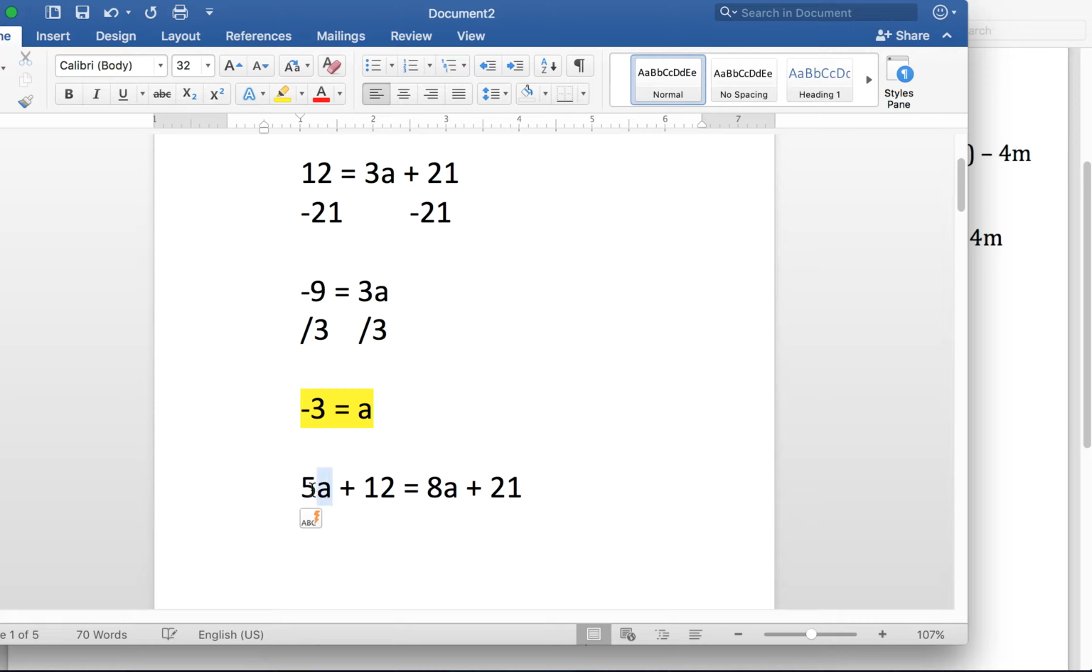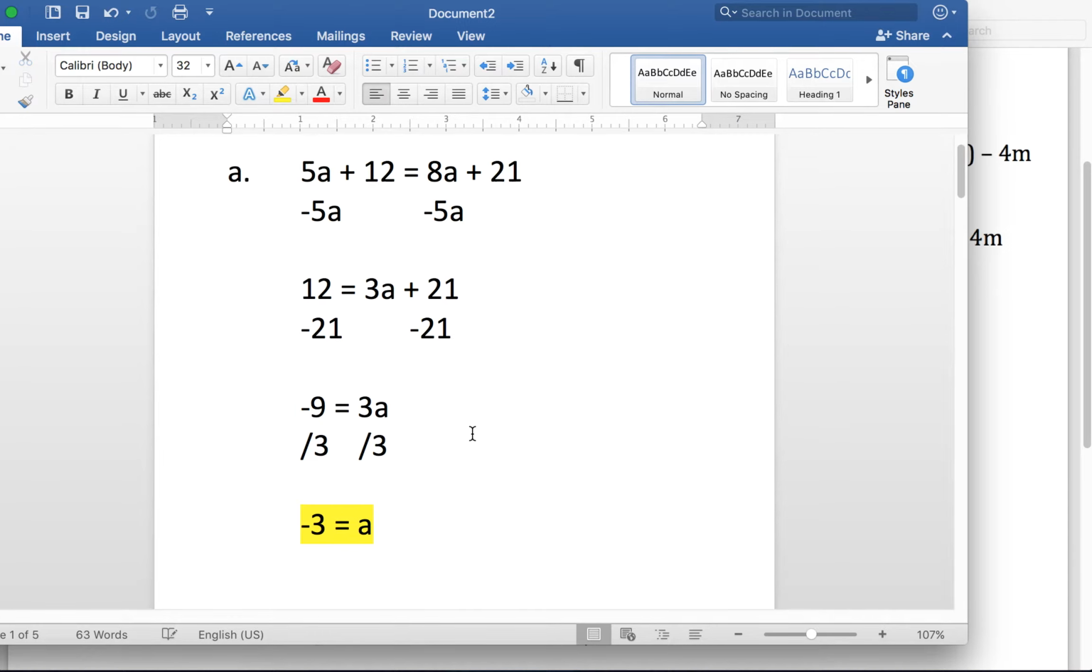5 times negative 3 is negative 15. 8 times negative 3 is negative 24. Negative 15 plus 12 is negative 3. Negative 24 plus 21 is negative 3. So it works. You can always test your solution by plugging it back in to your original equation.